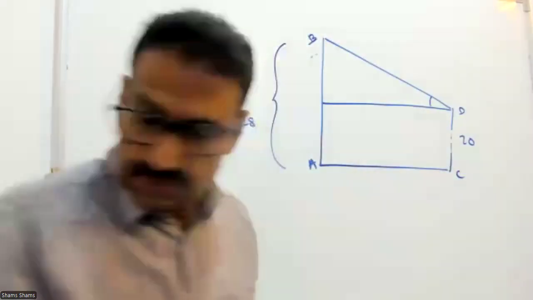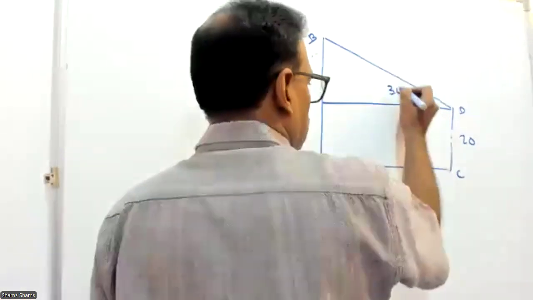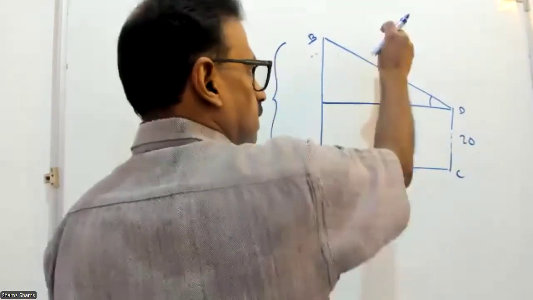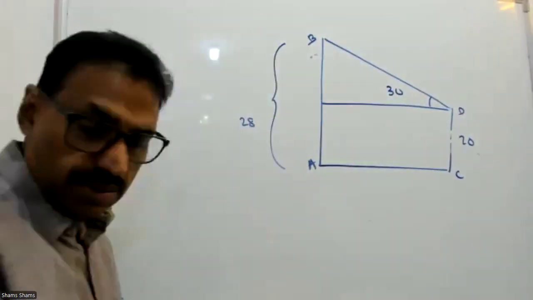This angle is 30 degree. So you have to find out this length, this string. You have to find out this also. Try now. Got the figure.